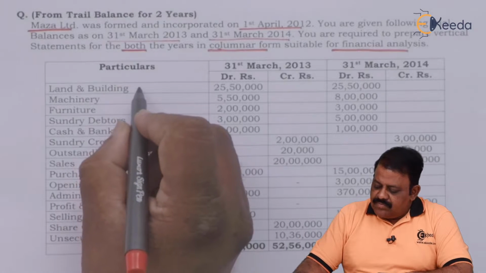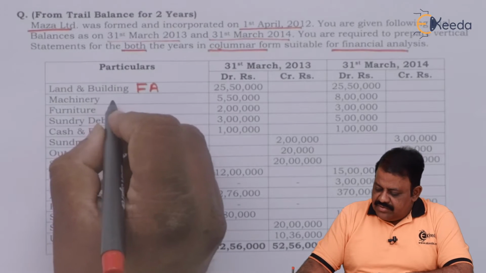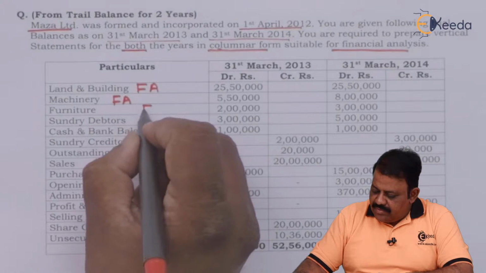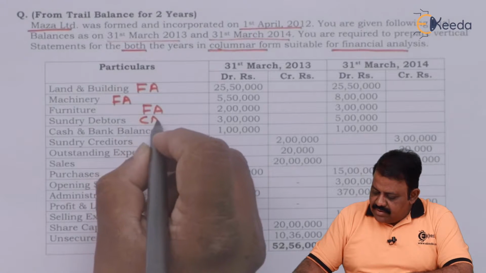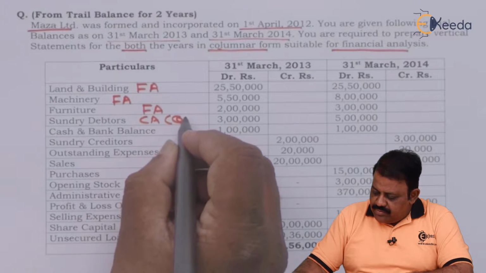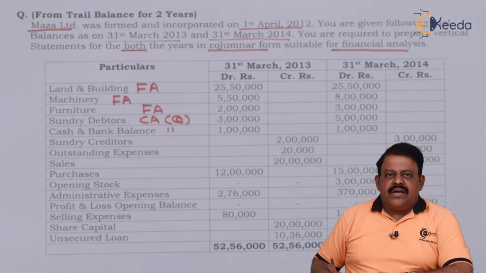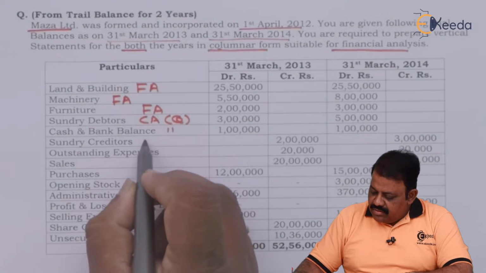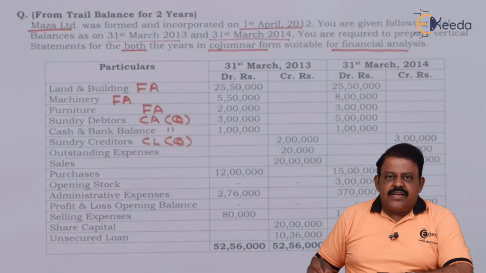Land and building, this will be part of fixed asset. Machinery, fixed asset. Furniture, fixed asset. Sundry debtors, current asset, quick current asset. Cash bank balance, current asset, quick current asset. Sundry creditors, current liability, quick current liability. Outstanding expenses, current liability, quick current liability.